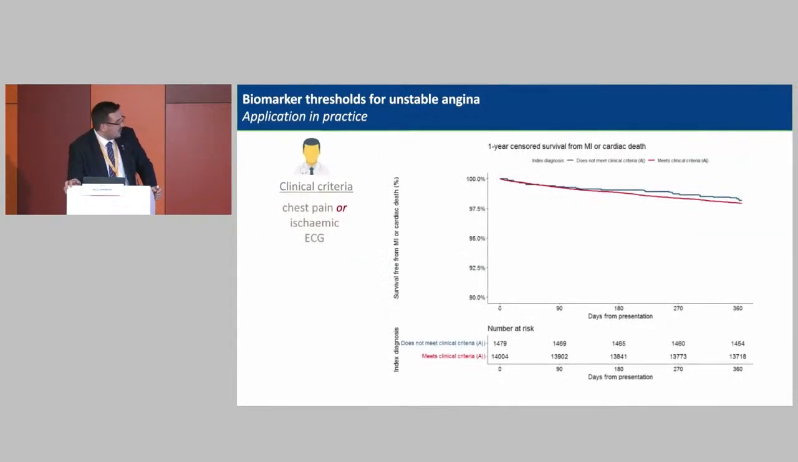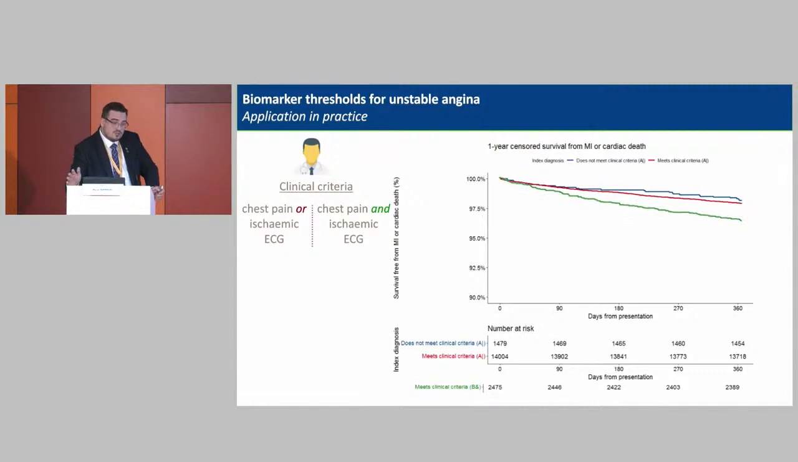So if we look at clinical criteria alone, so this is chest pain or ischemic ECGs, we can see that having chest pain or an ischemic ECG doesn't really differentiate you from people who don't meet these criteria for the risk of having an adverse cardiovascular event. Now, certainly, if you have both ischemic ECG changes and chest pain, it does improve discrimination. So it is showing the importance of us as clinicians. I haven't managed to work my way out of a job, so we're fine.